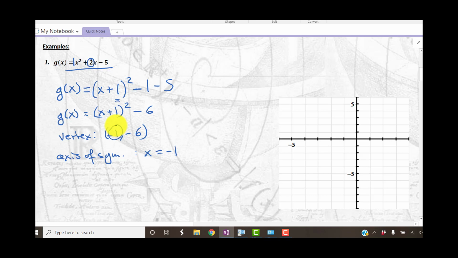And now let's look for the x-intercepts. So first of all, do we have any x-intercepts? Well, let's see. The vertex is (-1, -6), so somewhere here. And the parabola is concave up. I'm looking at the leading coefficient: concave up. So yes, it will have some x-intercepts.